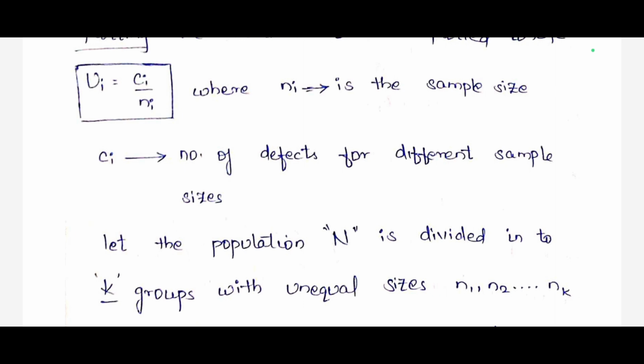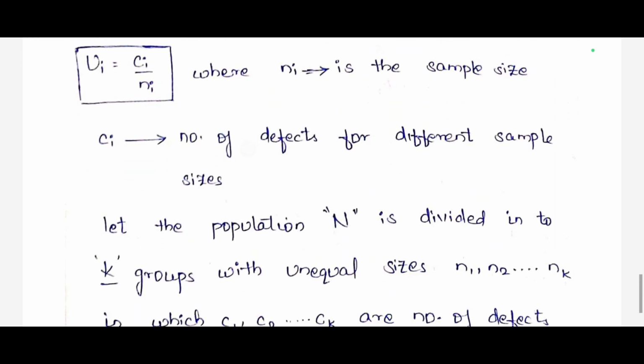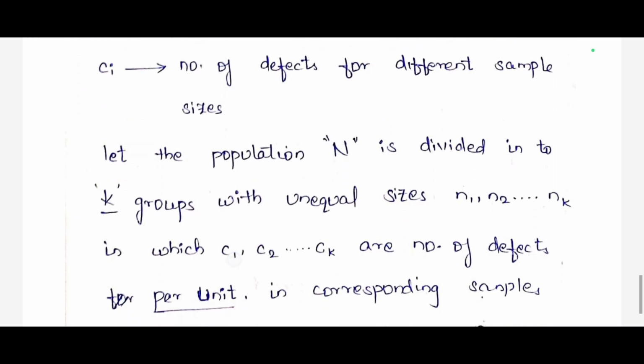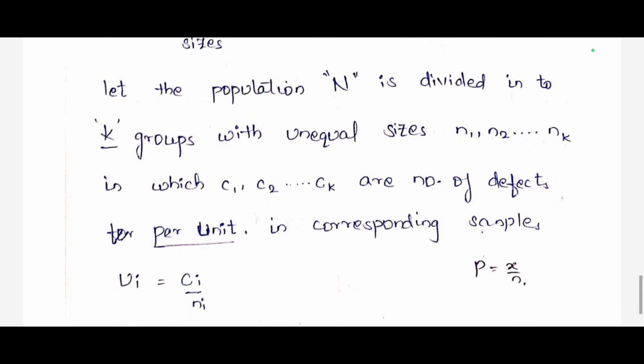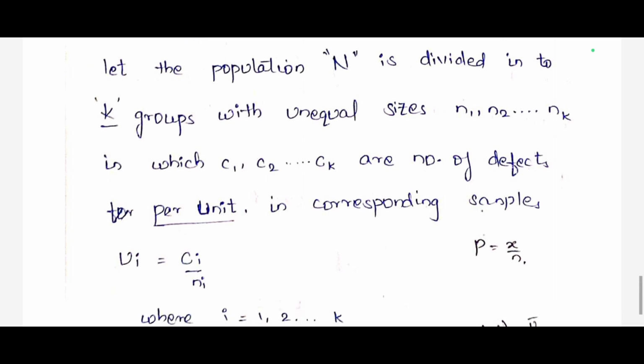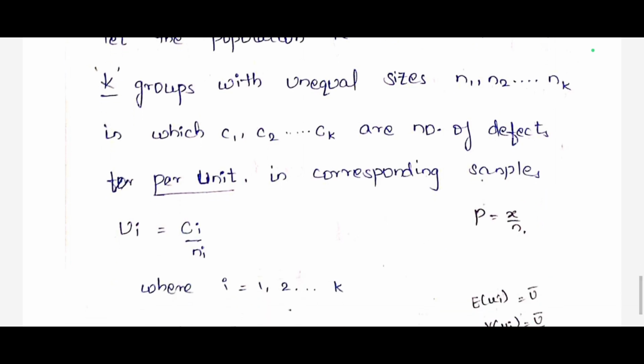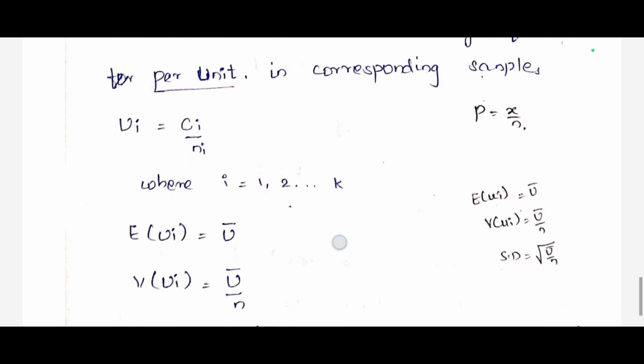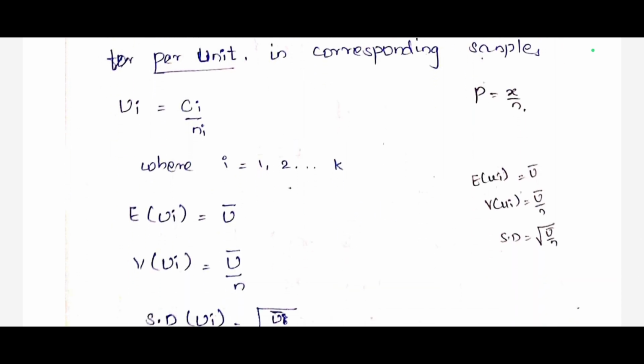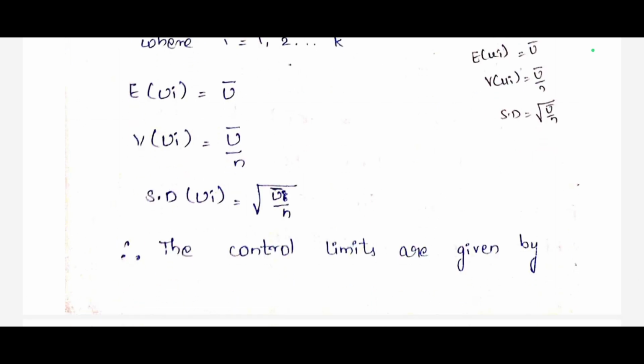Before this we had a fixed sample size, but here it is different. Let the population of capital N be divided into k groups with unequal sizes n1, n2, and so on up to nk, in which C1, C2, ..., Ck are the number of defects per unit. And the corresponding sample Ui is equal to Ci divided by Ni. The expected value of Ui is equal to U bar, and the variance of U is equal to U bar divided by n. So the standard deviation is under root of U bar divided by n.